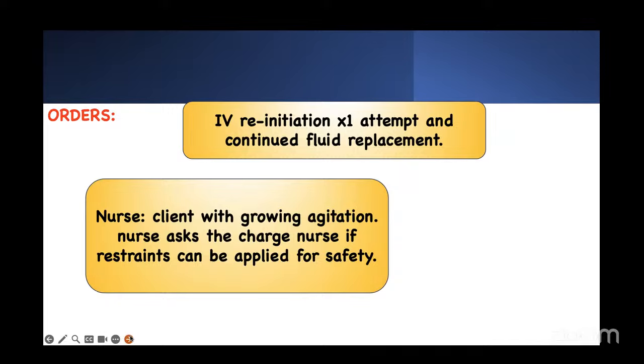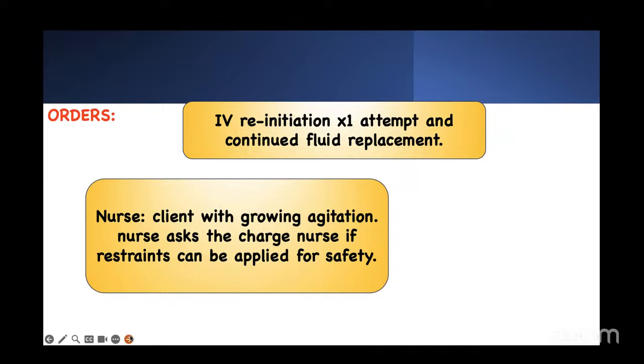The nurse asked the charge nurse if restraint can be applied for safety. Remember, patient said he wants to go home. The doctor said reinsert the IV. You see the situation you find yourself in. These are ethical dilemmas. NCLEX would test you. Nursing school would test you on that situation.